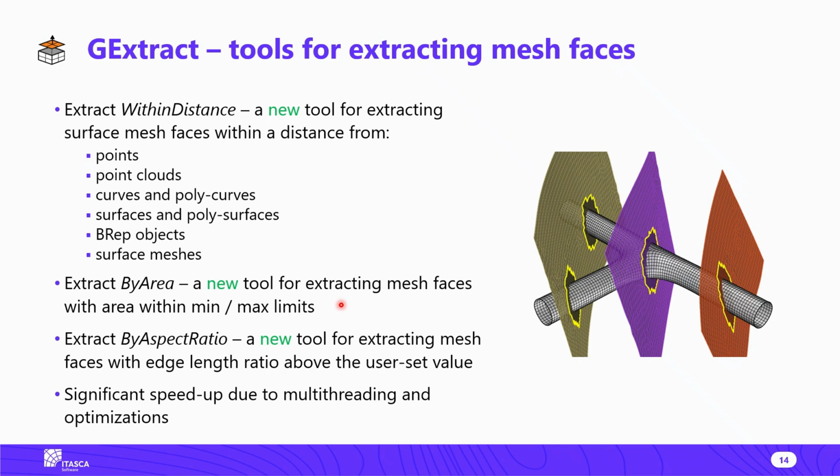We also did some significant speed up, which is due to multi-threading and optimizations of algorithms. So you may notice that on multiple meshes, JExtract functionalities work much faster than before. Well, with this, let me switch to Rhino and show you one quick example about JExtract.